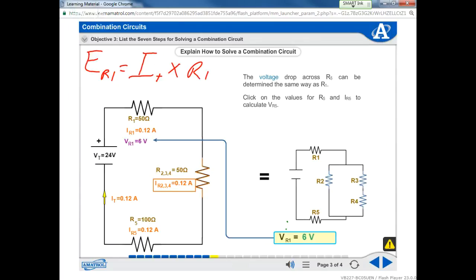What do they want now? Click on R5 and IR5. Okay, they're wanting to simplify over here. So there we go. Well, did I break it?